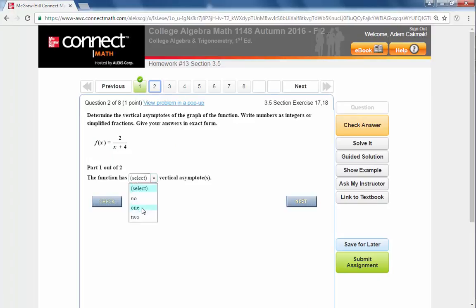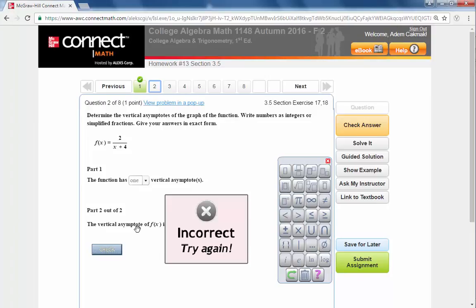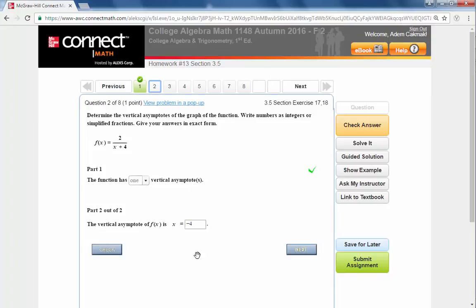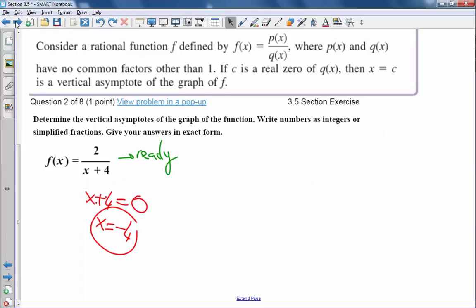It has one of them, and that's called x equal -2. What? It's not -2. -4. Alright.